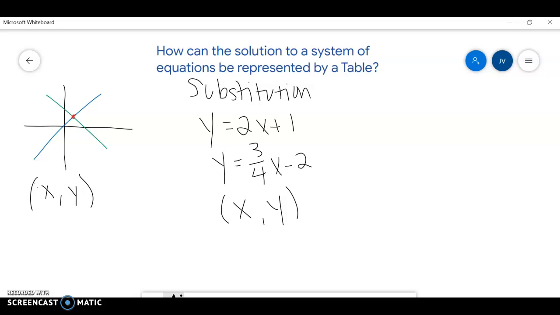So in the last situation, which is this question, table. What does a table look like? Well, there's two different equations. Just like here we had two lines, and for substitution, we had two equations. Same thing for table. We're going to have two tables.